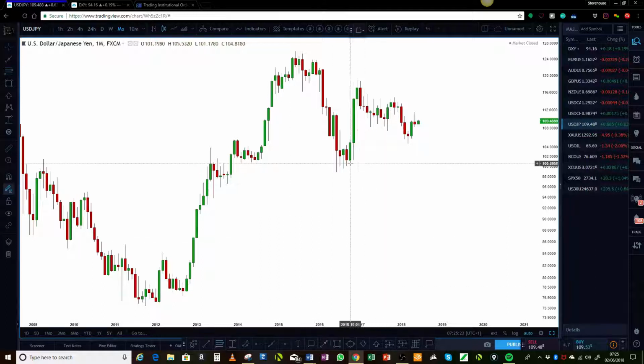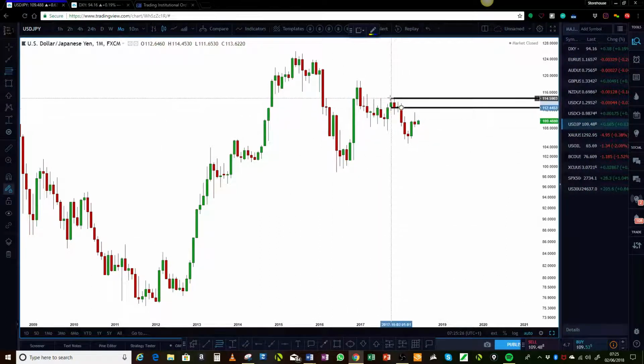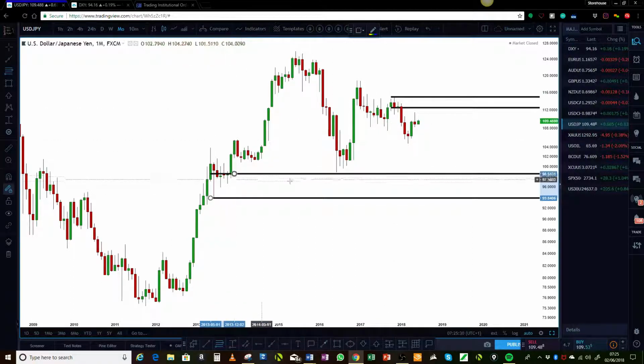Okay. For the US dollar Japanese, it's not the cleanest of demand zones we have down here. This is really the area that's still of interest to me. I'm not liking the structure at all of this whole area. It's not fresh either. So that's what I'm looking at for the US dollar Japanese yen.